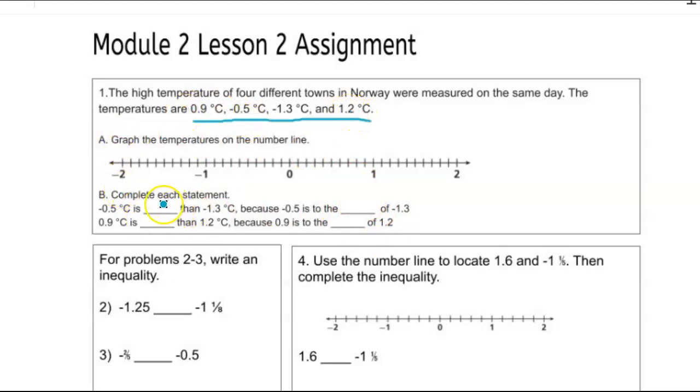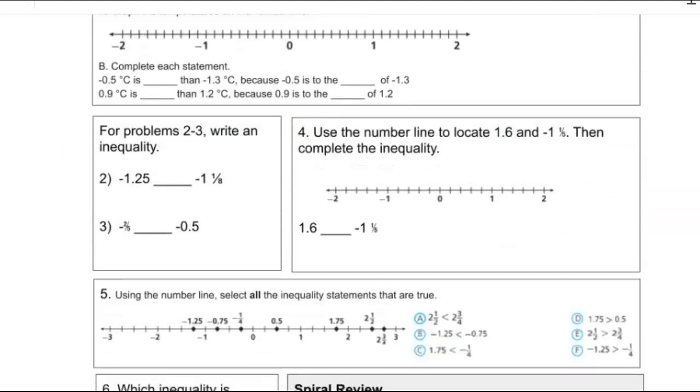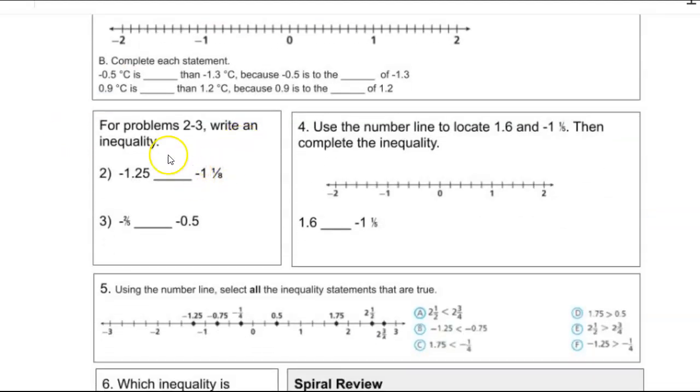You're going to graph them. You're going to tell me if they're less than or greater than, and is it to the left or right? For problems 2 and 3, you're going to write an inequality. So you're going to say less than or greater than. Problem 4, you're going to use the number line. It doesn't say that you have to put them on there, so you don't have to. It's just there to help you if you need it. And you're going to say if it's less than or greater than. Hint, look at the signs.